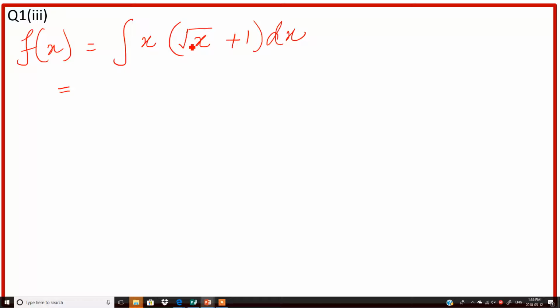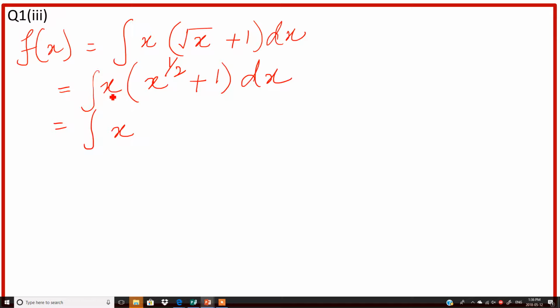First of all, this x is outside the parenthesis. It means you have to multiply x by the square root of x, and then you have to multiply x by 1 as well. So, the integral of... but in the first step we will write the power 1 by 2 instead of this radical sign, because the square root is equal to the power 1 by 2, plus 1, dx. In the next step we are going to multiply.